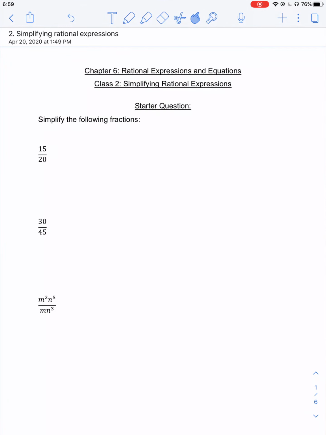Alrighty, so I am going to ask you to just answer these simple starter questions. Like always, I like to start off with something simple, and then show you the idea behind simplifying just regular fractions with numbers. And then we're going to extend this logic to rational expressions.